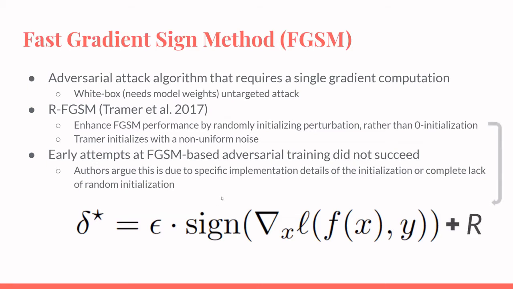I'll briefly describe what it's like to randomly initialize the perturbation. It's essentially equivalent to adding some noise matrix to the perturbation. So rather than starting from a zero initialized perturbation and then we just add the magnitude of the gradient, we start off from some randomly initialized noise and then add on the sign of the gradient.